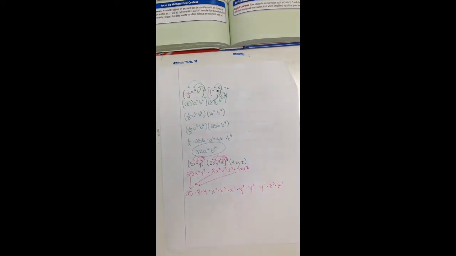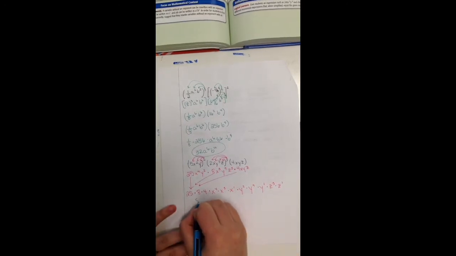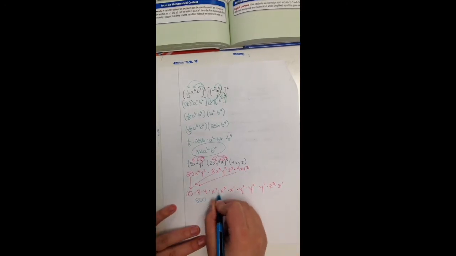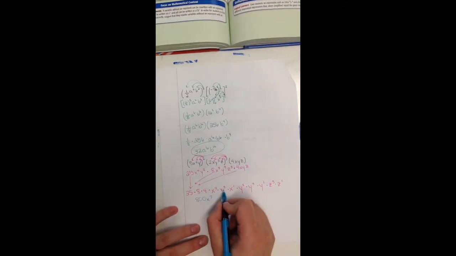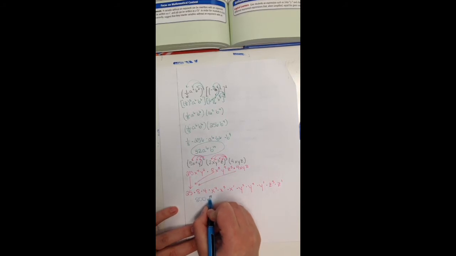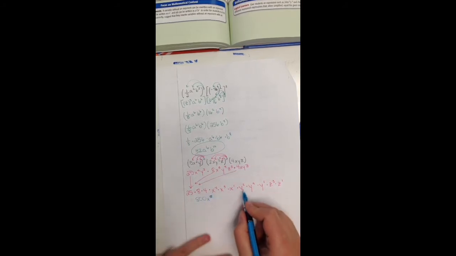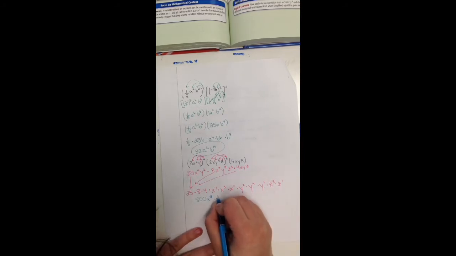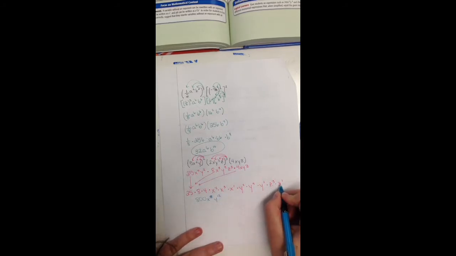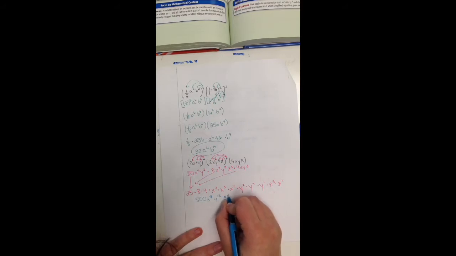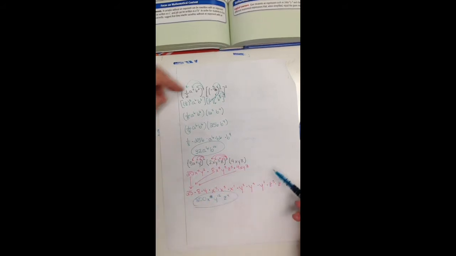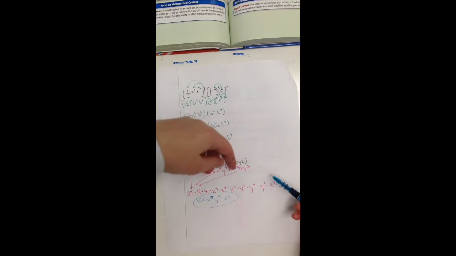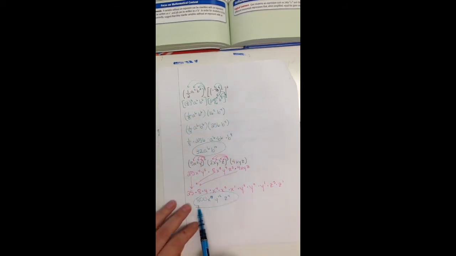Then I can start combining them. 25 times 8 is 200 times 4 gives me 800. X to the 4th times x to the 3rd times x to the 1st is x to the 8th. Then I have y squared times y to the 9th times y to the 1st, which gives me y to the 12th power. And then z cubed times z to the 1st is z to the 4th power. So notice how that kind of got bigger, but then we were able to simplify it into something easier to use.